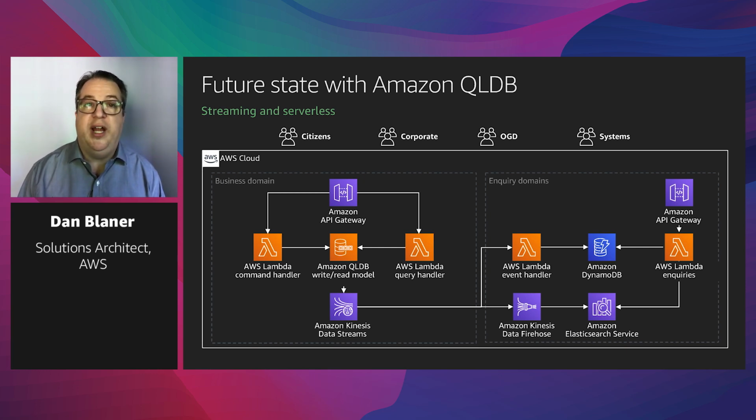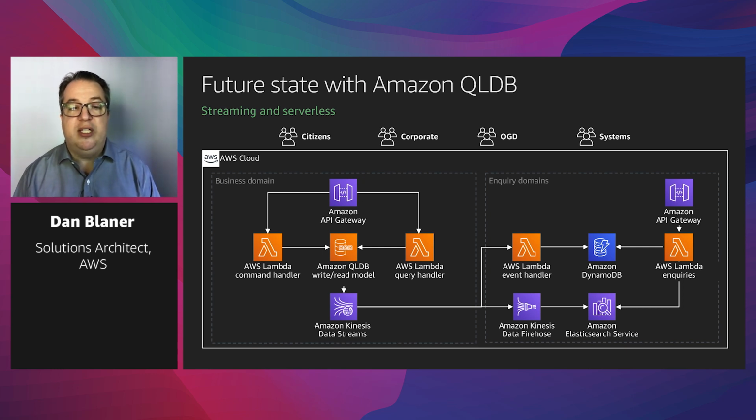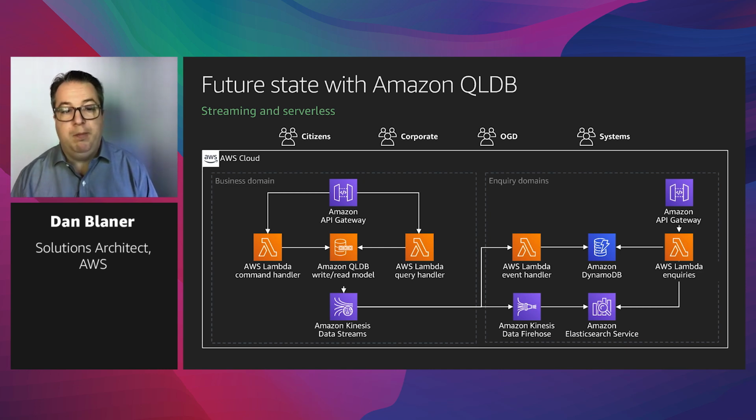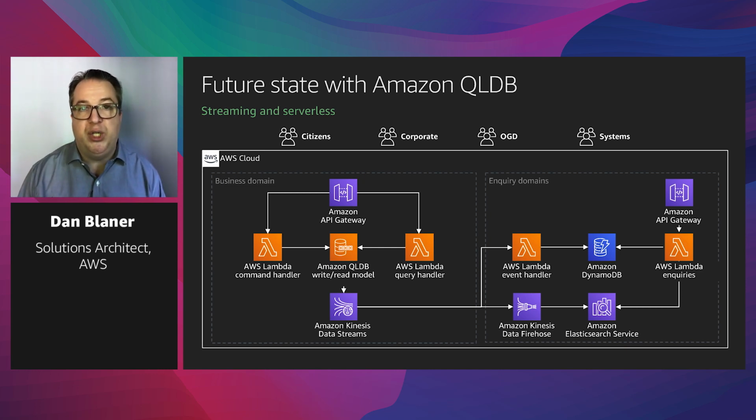DVLA publishes changes to their data via Kinesis data streams that can be picked up by consumers and materialize the changes to downstream systems. This also allows them to replay events. And with this architecture, there are no servers for DVLA to manage.